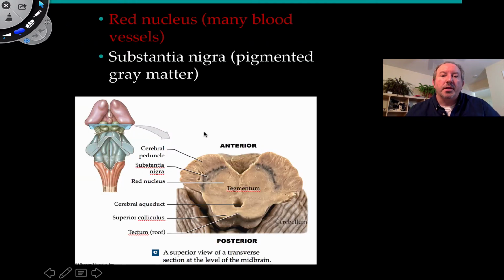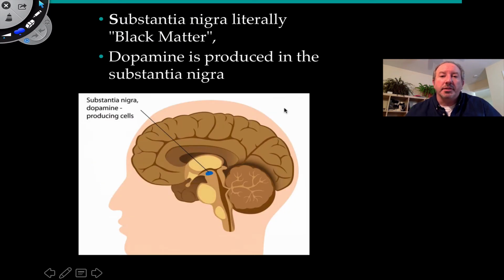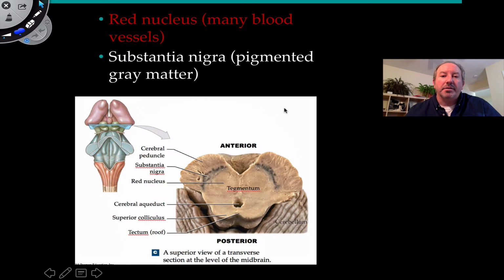Okay. Now, inside this tegmentum, do you notice there's sort of this darker region right in here, but it's not too dark, it's kind of a reddish color. And that reddish color has to do with just a predominant number of blood vessels in the area. And then do you notice there's this area that's really dark right in here, substantia nigra. In other words, pigmented gray matter. Do you notice that area right in here? Substantia nigra. And so what that means is literally black matter as opposed to gray matter. Okay, so if this is gray, this is going to be considered black.